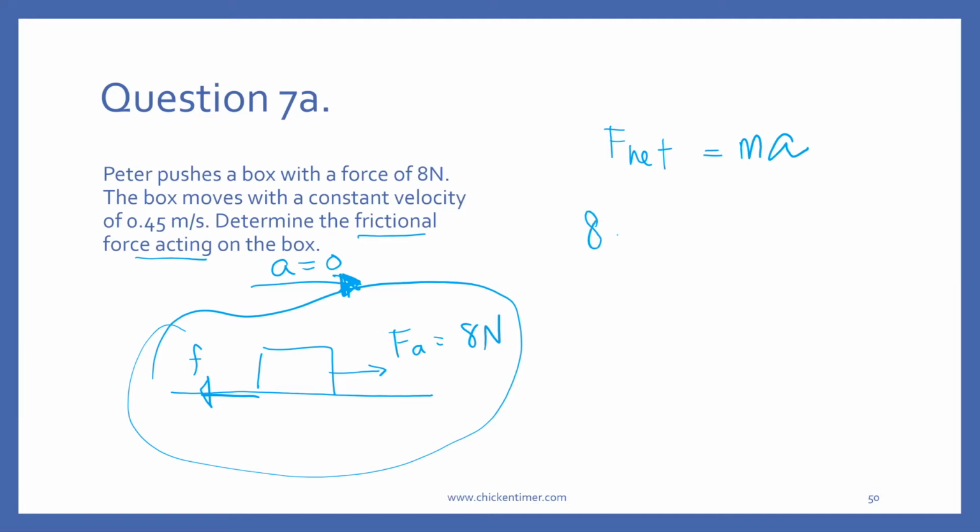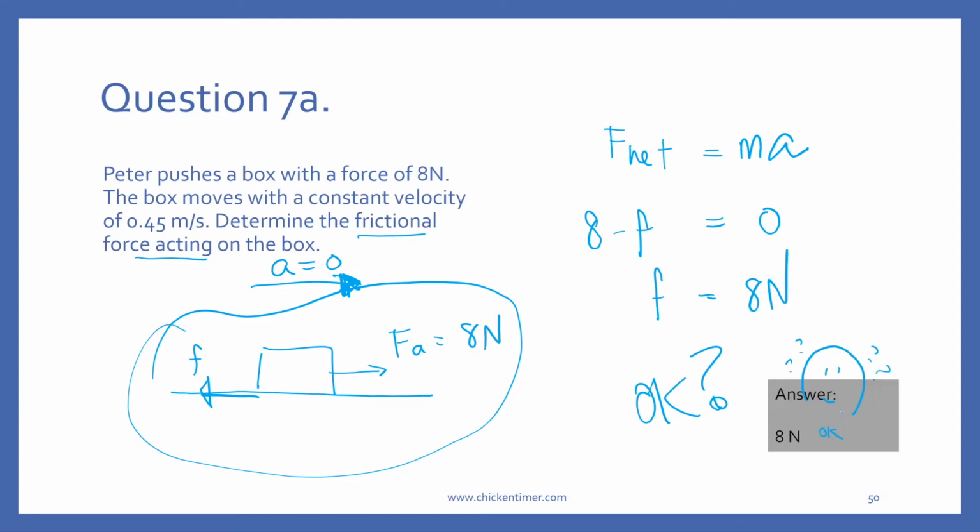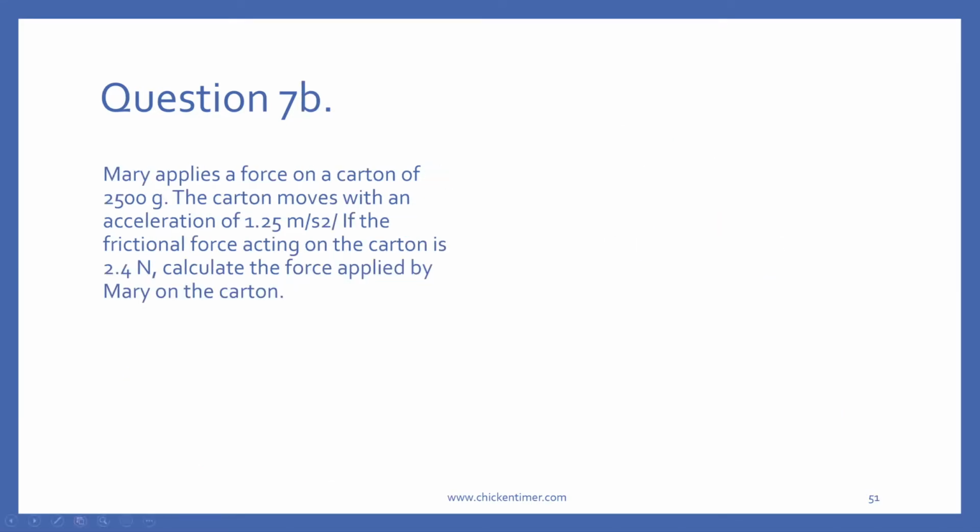Then how do you find it? You use 8 newtons minus the friction, right? And it will give you 8 minus friction equals 0. So friction equals 8 newtons. See what happened there? Yeah, 8 newtons.